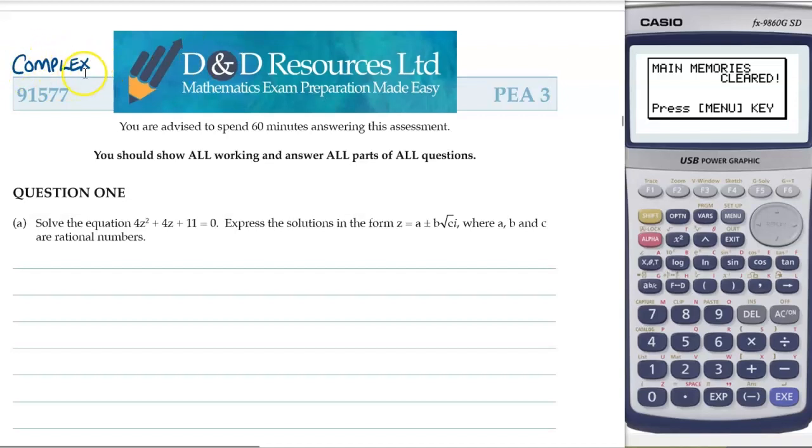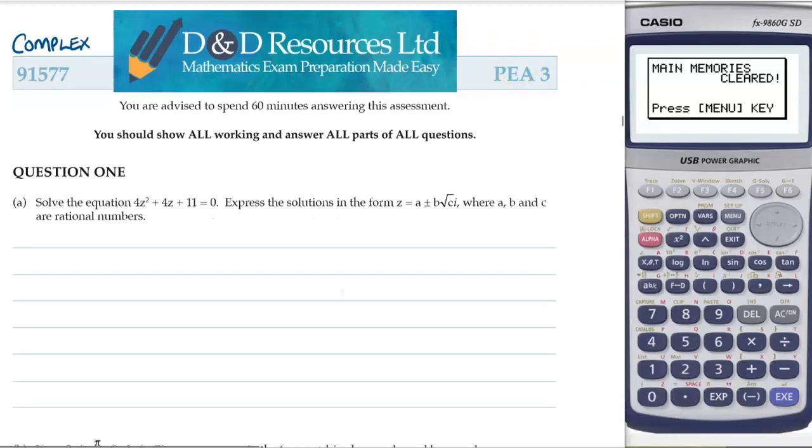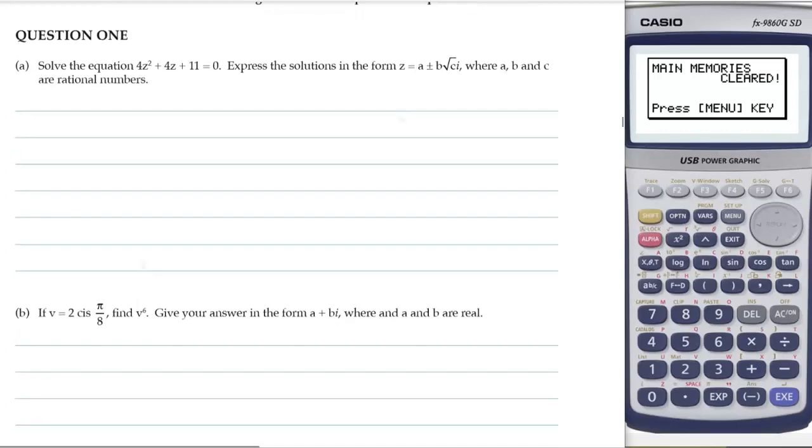Today we're looking at complex numbers, so it's standard 91577, and we're on the practice external assessment number 3 from the D&D book. Okay, cracking on with question 1.